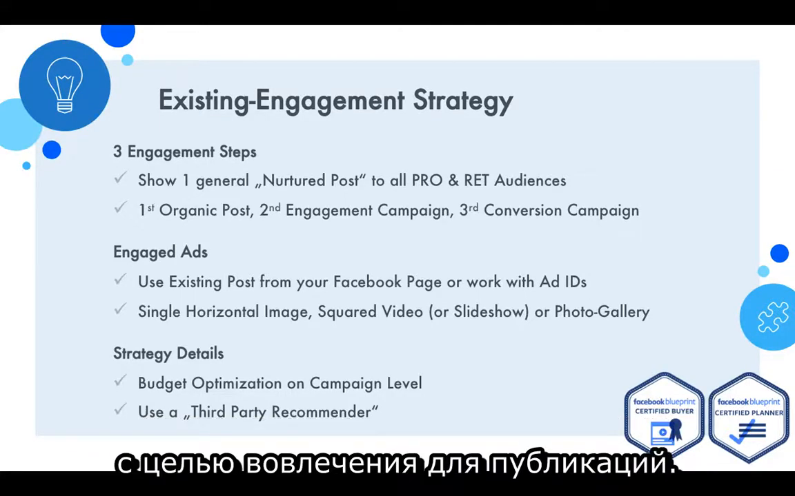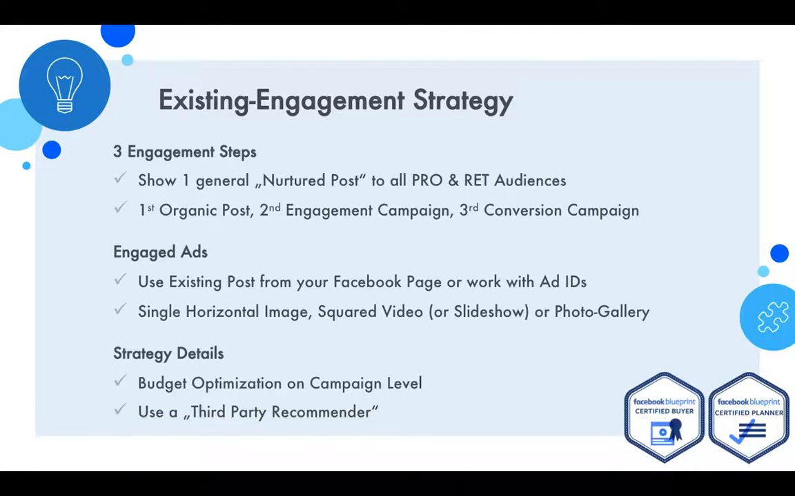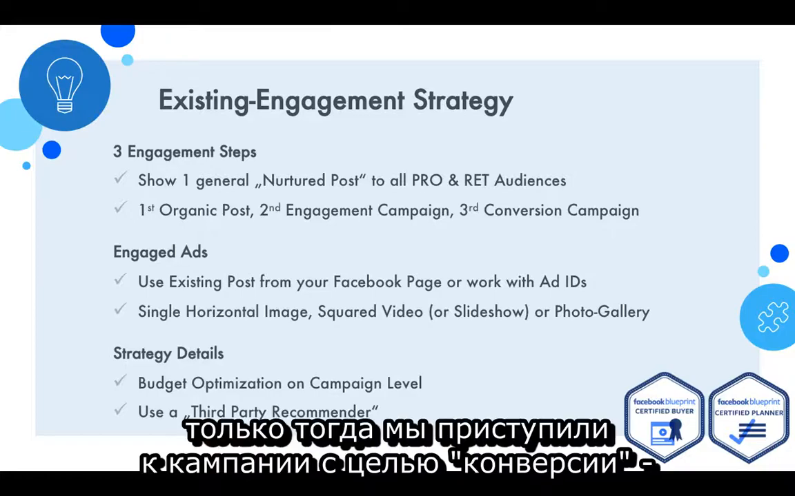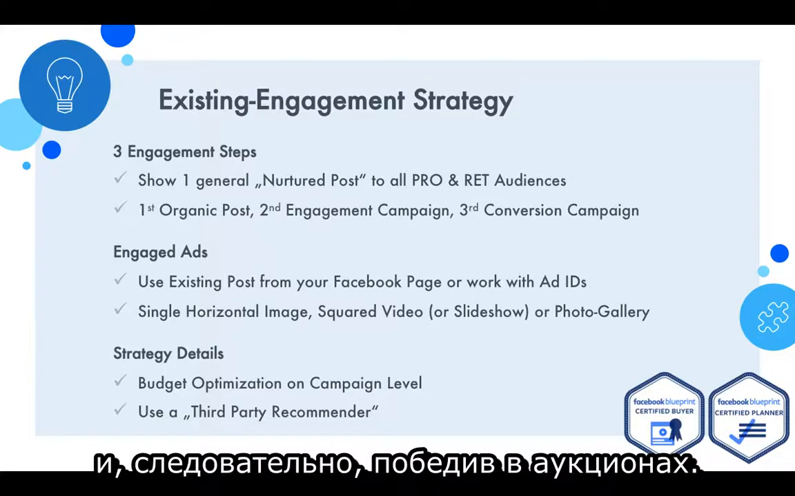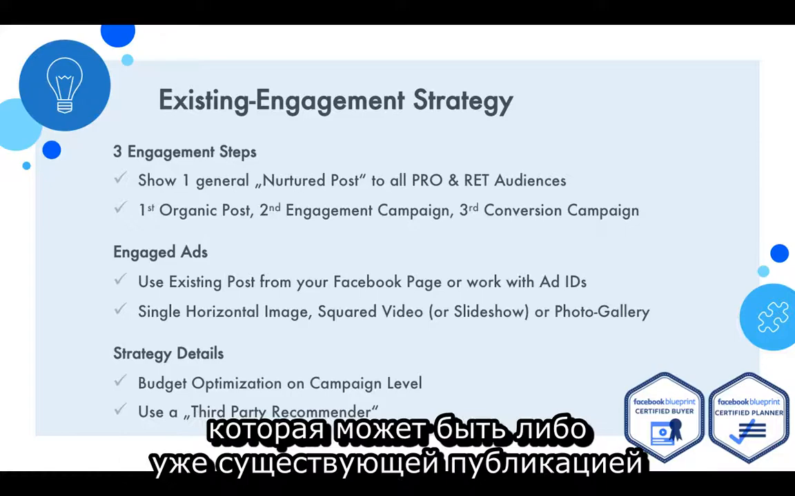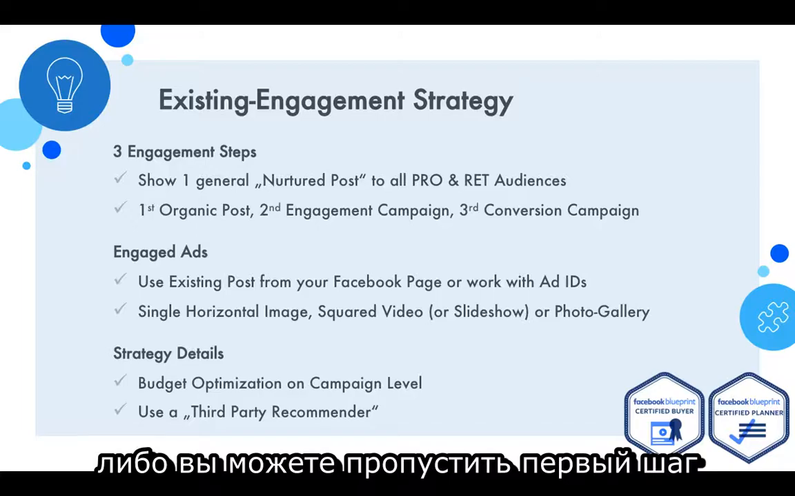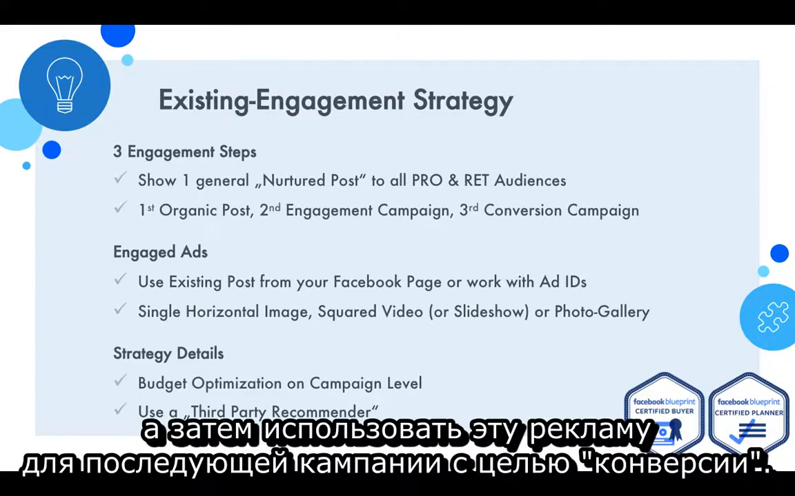We run it with the objective engagement, for post engagement, and after we have nurtured this post with thousands of likes and several hundreds of comments and shares, only then do we start a conversion campaign with this post that has already been nurtured with engagement and therefore wins all the ad auctions. To do that, we use engaged ads, which could either be an existing post from our Facebook page, as I've just described, or you could also skip step number 1 and just start with a normal engagement campaign and then use this ad for a later conversion campaign.